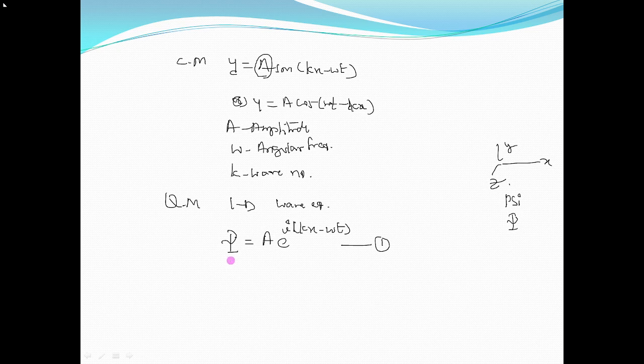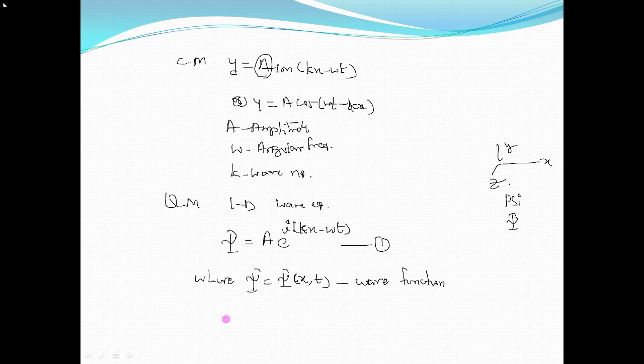So in quantum mechanics, we write the wave equation as psi is equal to a e power i kx minus omega t. What is psi? Psi is a function of position and time. Psi depends on position x and time t. Here it is one dimension, so I am taking only the x component. So psi is a function of x comma t. This is called the wave function.